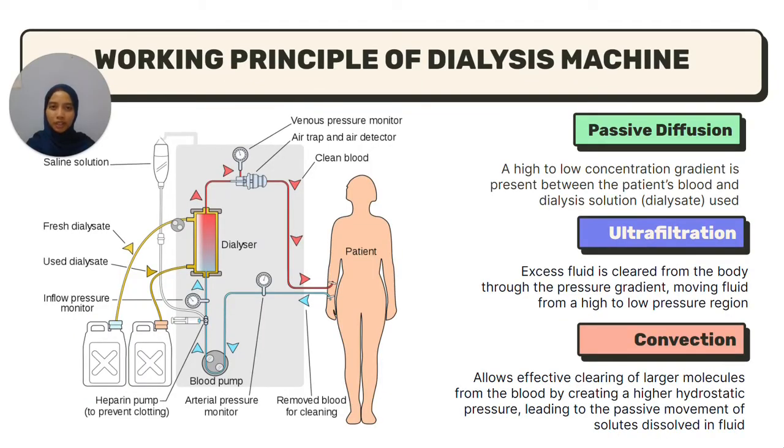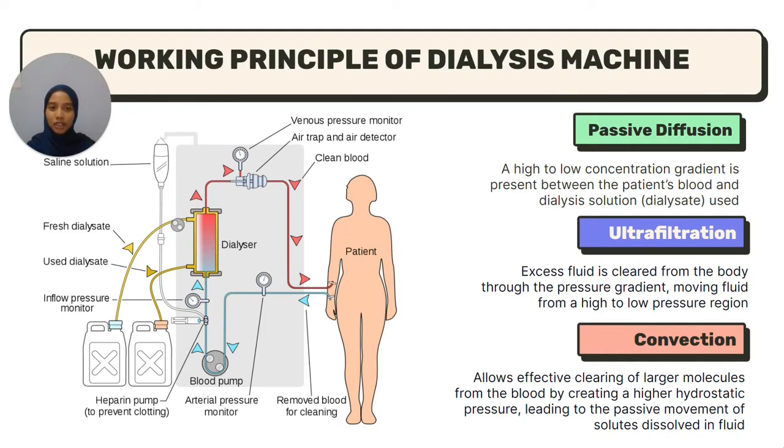Working principle of a dialysis machine. The principle of dialysis works on the diffusion of a solute across a semi-permeable membrane. It also involves passive diffusion, ultrafiltration, convection, and also osmosis. It works when blood flows on one side of the semi-permeable membrane, whereas the dialysis fluid flows on the opposite side. A special substance known as dialysate is used to pull the waste out from the blood.